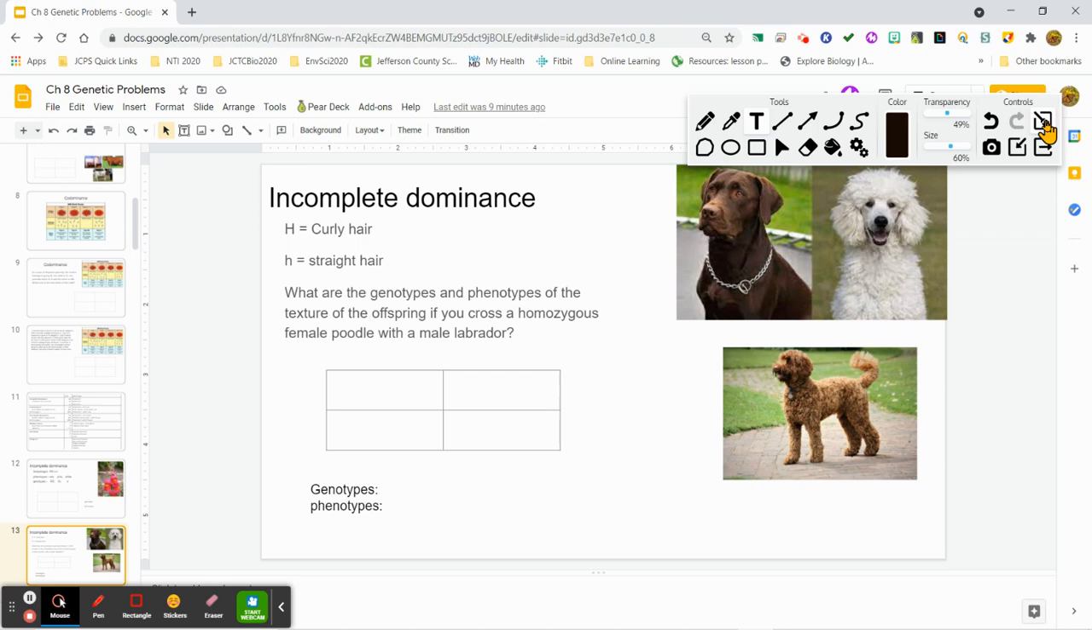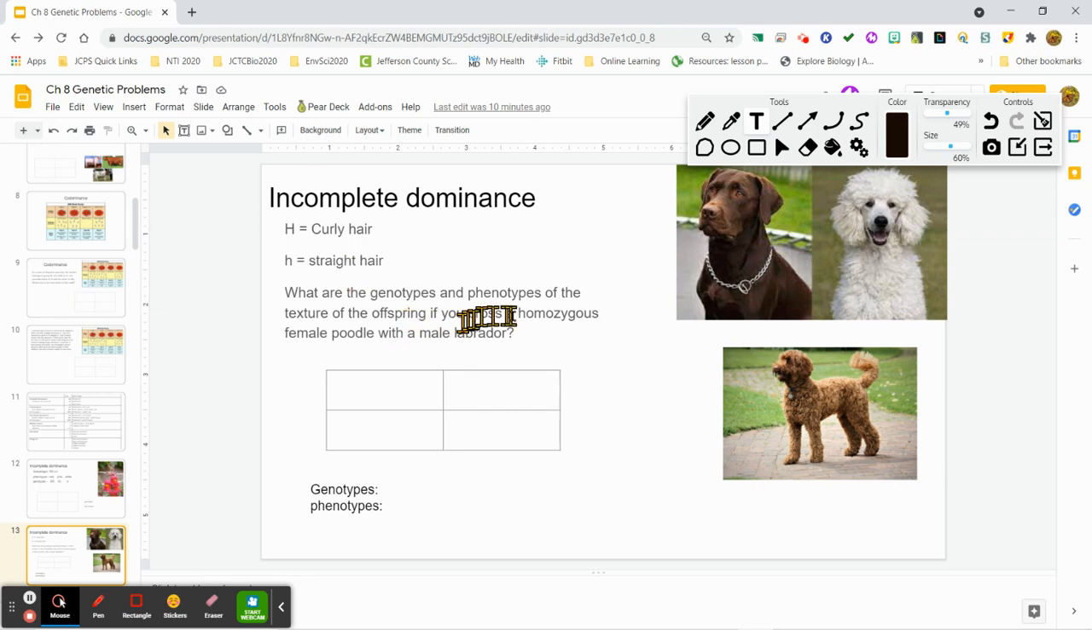And so this is a Labradoodle. Labradoodles are a cross between a lab and a poodle, and this is what the puppy will look like. These are very popular because they're bred to have the temperament of a lab, which everybody likes, but they don't shed, so you don't get hair in your house. And curly hair is actually dominant over straight hair.